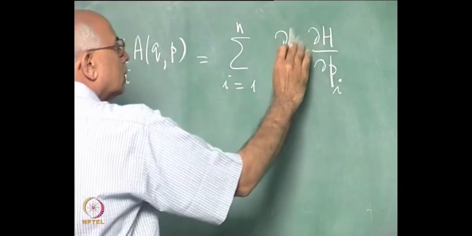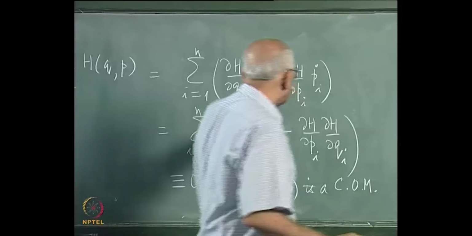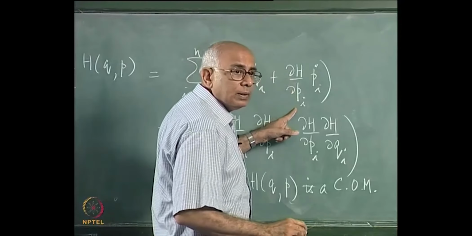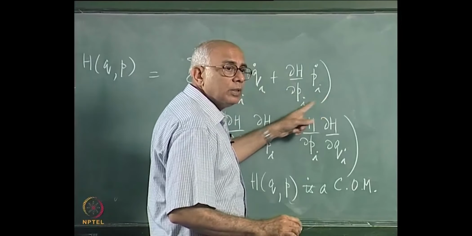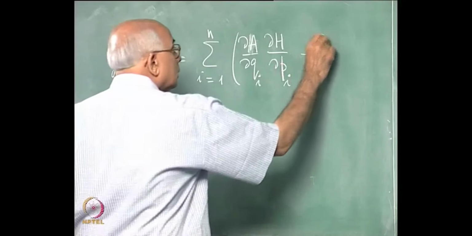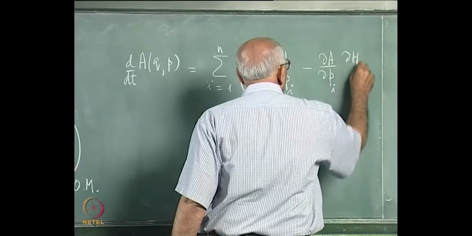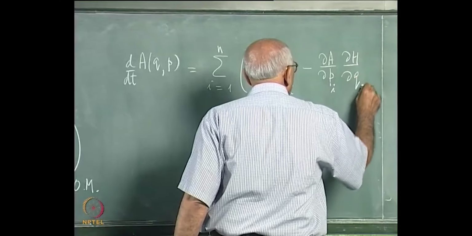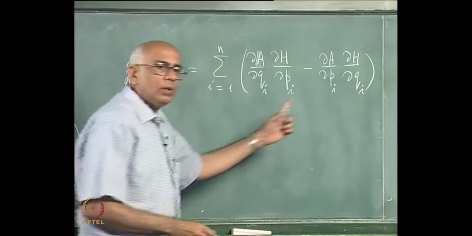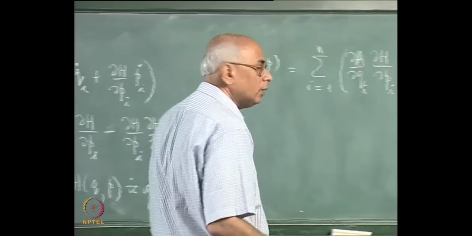plus delta A over delta pi times pi dot, which is minus delta h over delta qi. So they get minus, but what is this equal to? The Poisson bracket of A with h.